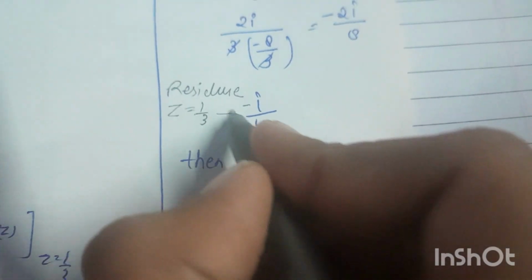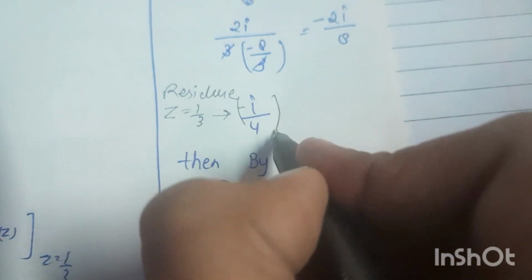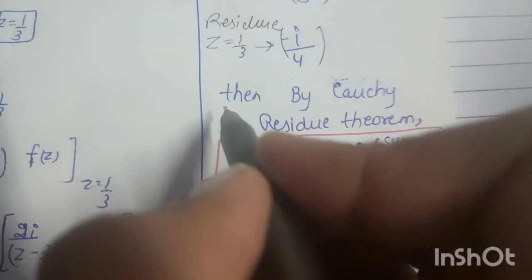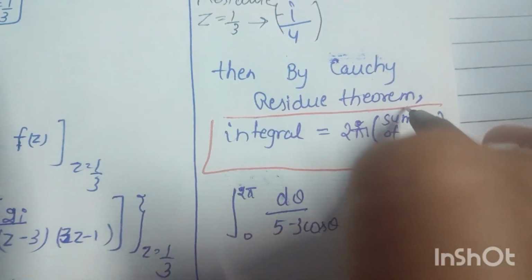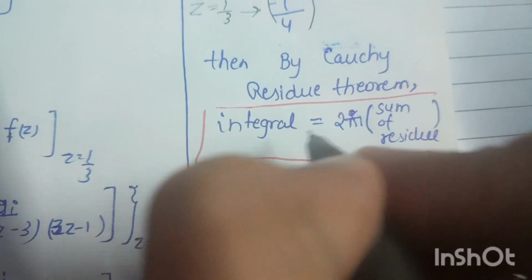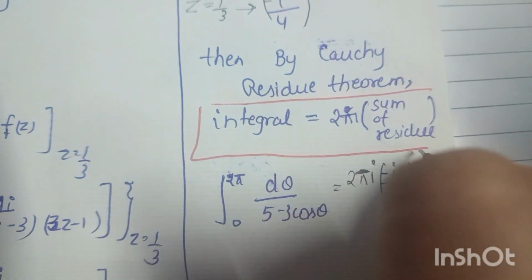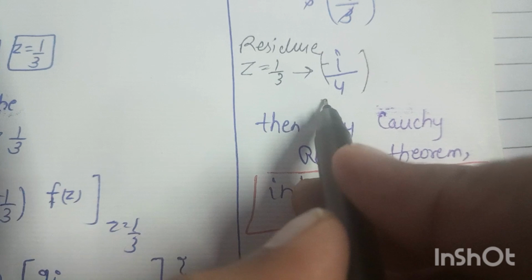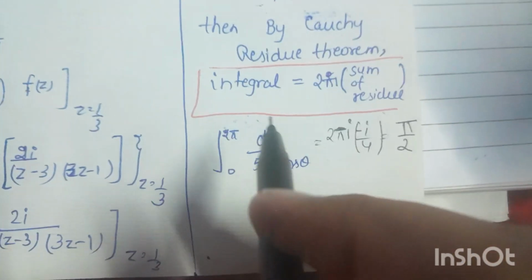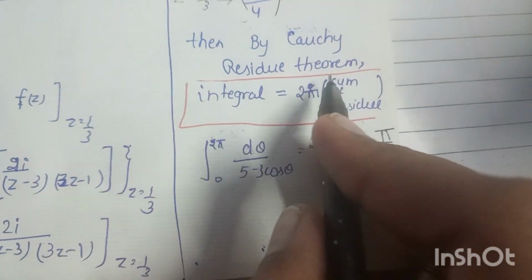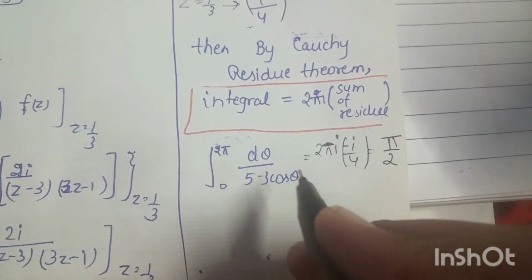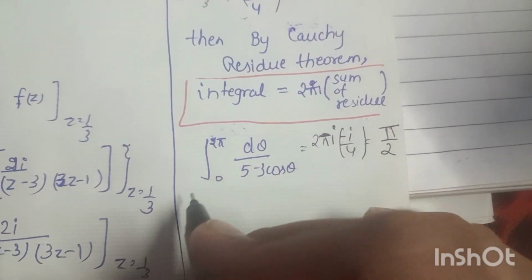is this. Okay, now by the Cauchy residue theorem, we know that the integral should be written as 2 pi i into the sum of the residues. As we know, there is only one residue we got, so we put this value in this theorem, then we get the value of the integral.